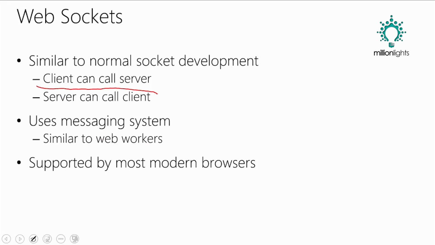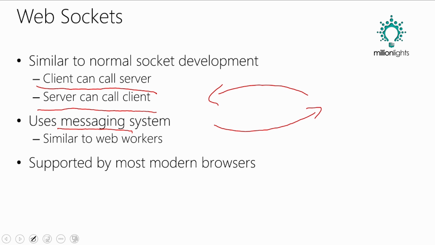Now, the good part about using WebSockets is that it's both very similar to using the workers that we saw earlier and very similar to doing normal socket development. The client can absolutely call up to the server, and the server can absolutely call down to the client. And you're also going to notice that it uses that basic little messaging system, that there's going to be an on message when the server sends something on down. And when we want to send something up to the server, the name of the method is going to be send instead of post message.